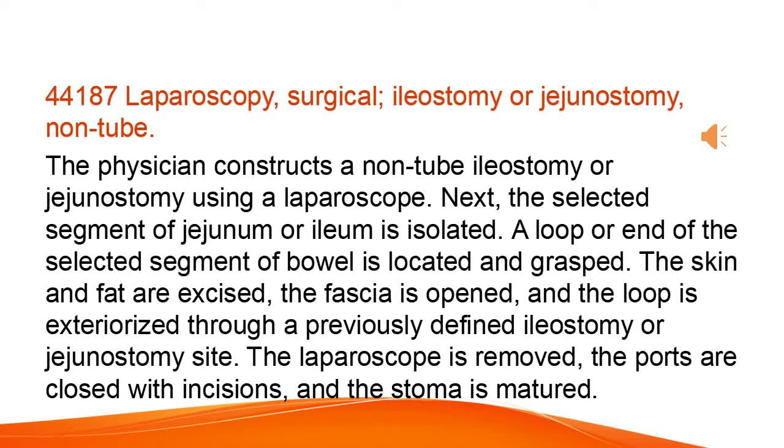The skin and fat are excised, the fascia is opened, and the loop is exteriorized through a previously defined ileostomy or jejunostomy site. The laparoscope is removed, the ports are closed with incisions, and the stoma is matured.